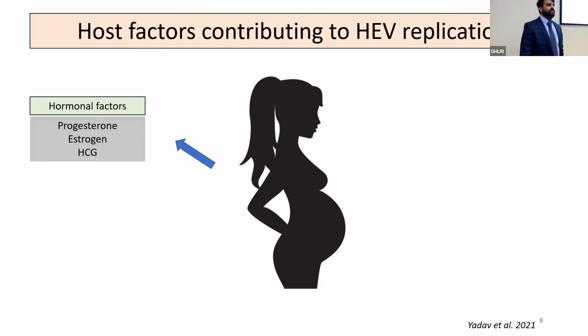Hormonal factors. During the third trimester or during pregnancy, we all know there will be upregulation and downregulation of various hormones in the blood level, to maintain a pregnancy. So they have shown the role of those three listed hormones in the replication of the Hepatitis E virus.